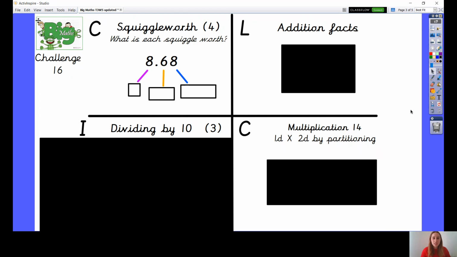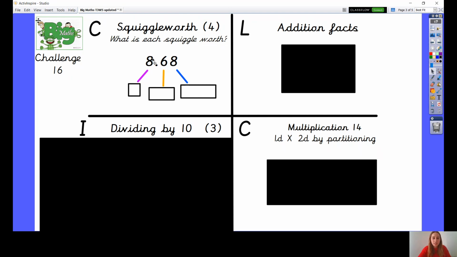So our counting skill this week is Squiggleworth with numbers with 2 decimal places. I always say that the wrong way around. And today's number is 8.68. So could you pause the video, have a go at partitioning 8.68, and then press play when you're ready for me to explain how you should have done it.